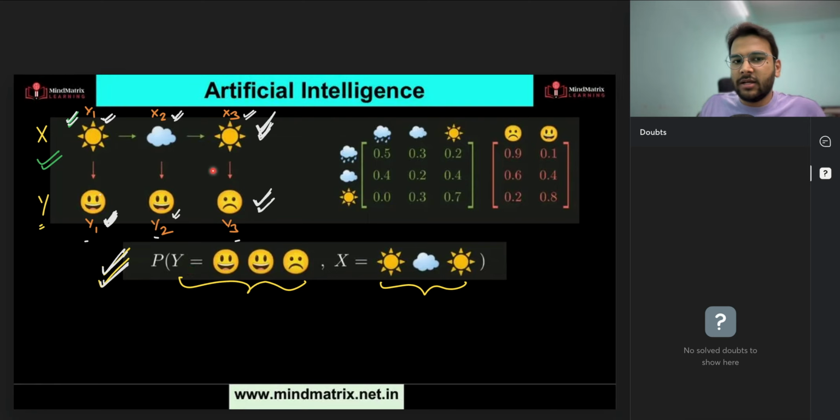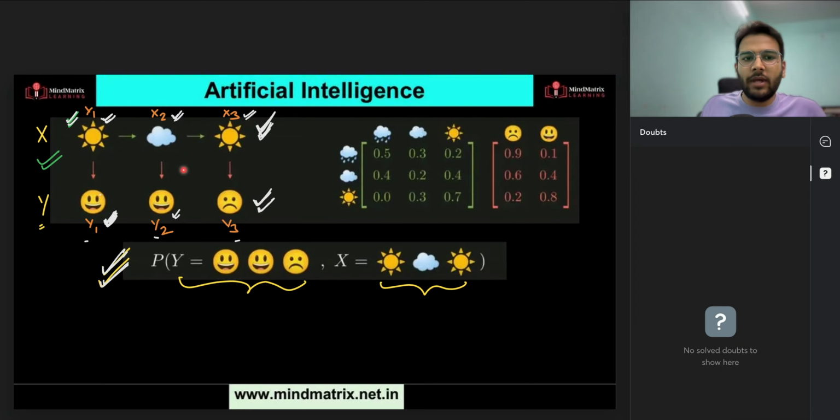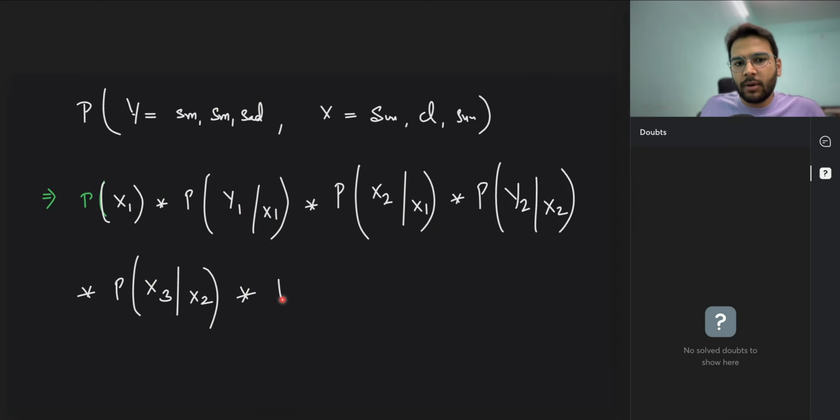What about this x3? It is going to be probability of x3 given x2. We are using the property of Markov chain, nothing else. And the last event would be probability of y3 given x3. Is this clear to all of you?